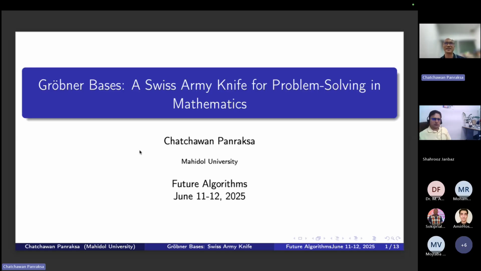Today, I want to share something that changed how I think about problem solving in mathematics. It's about Gröbner bases. So we are going to explore Gröbner bases, and I hope by the end of this talk, you will see why I call them the Swiss Army knife of mathematics. I want to make it very accessible to undergraduate students. And this is more like an advertisement of Gröbner bases and SageMath.